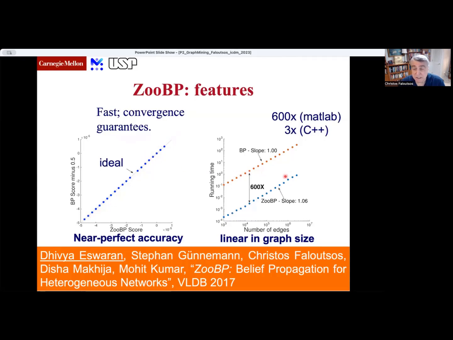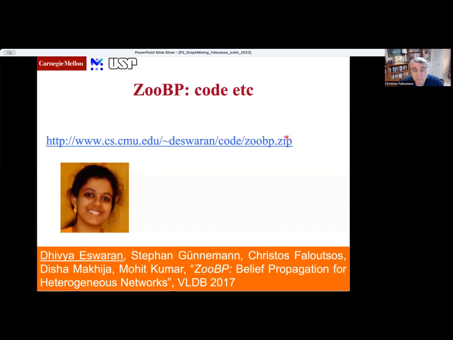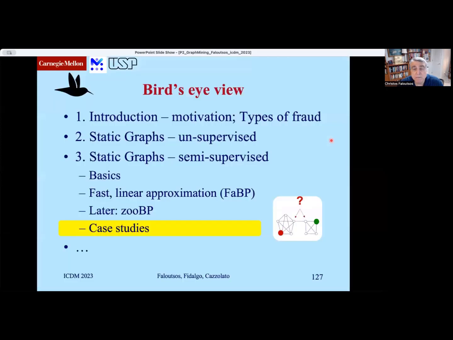What is impressive is that the ZooBP of Divya is 600 times faster than the Yedidia algorithm implemented in MATLAB, both of them in MATLAB, and 3 times faster if both of them are implemented in C++. And here's the code that Divya has developed.